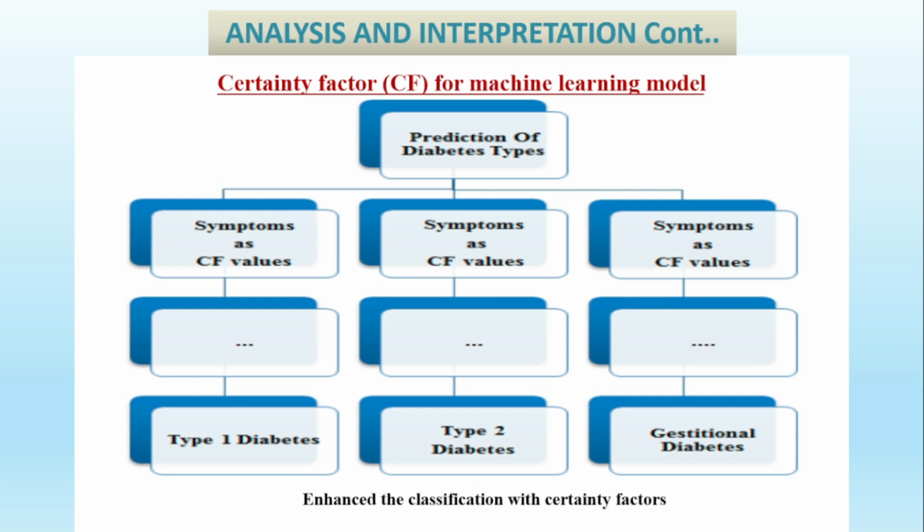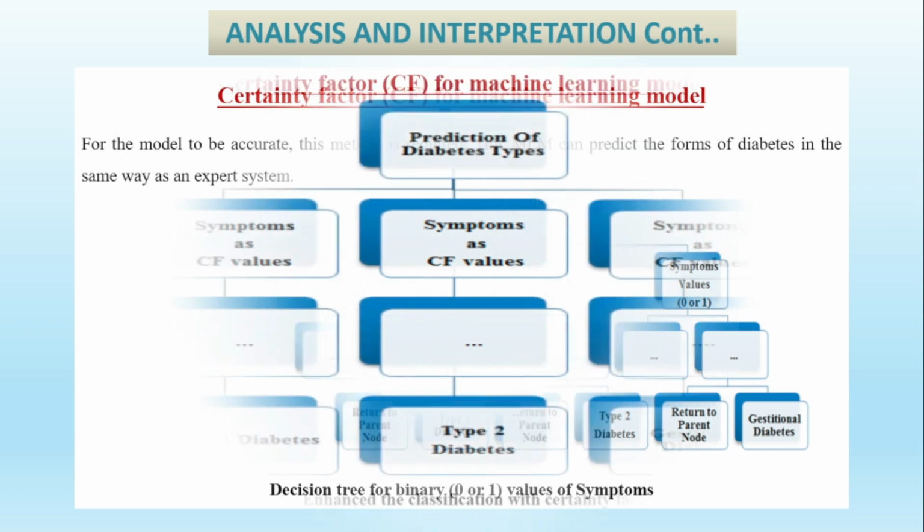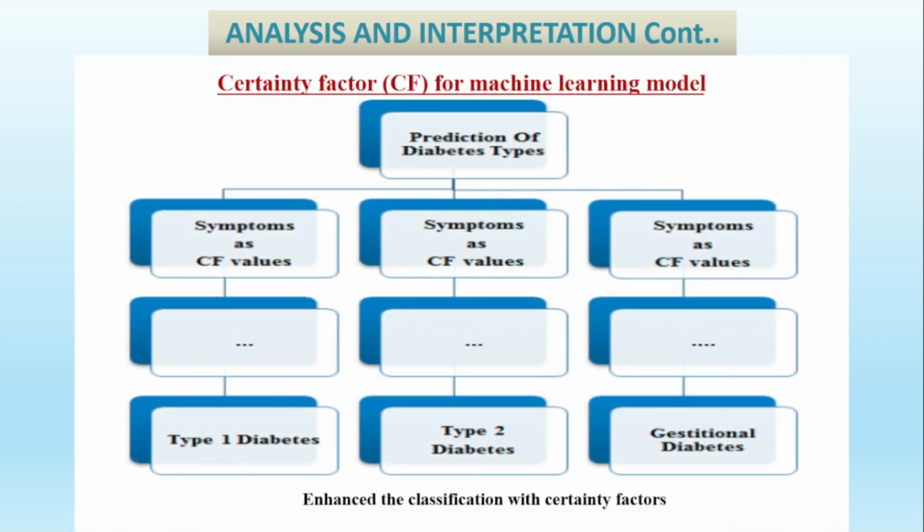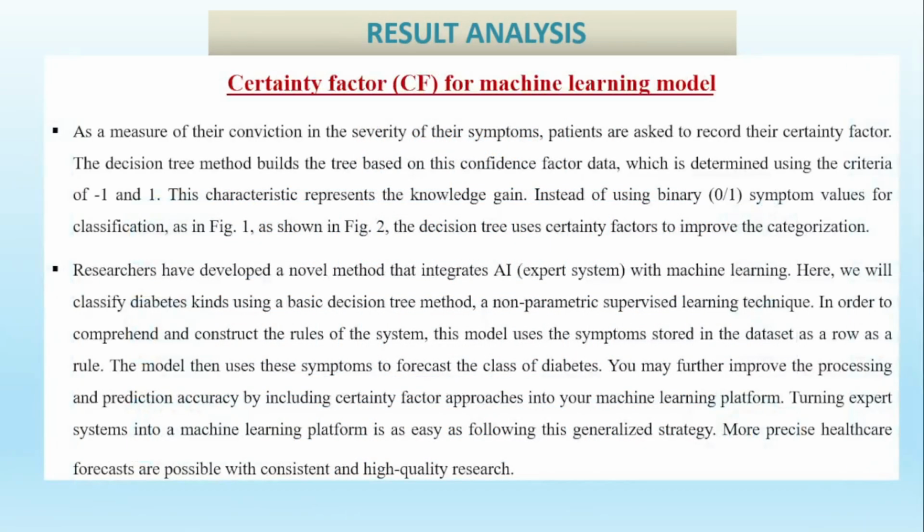Now this is the tree including the CF factor. This tree is without the CF factor, and this tree is accurate because it uses the CF factor. Now prediction of diabetes type 1: symptoms with a CF value, symptoms with a CF value, symptoms with a CF value. All these trees will work based on the certainty factor: type 1 diabetes, type 2 diabetes, and gestational diabetes.